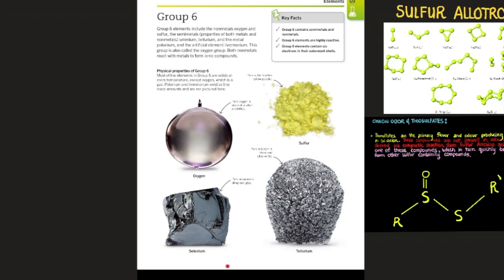Pure selenium is shiny and gray. It's lustrous and shiny, accurately fitting the description of a general metal. And pure tellurium is shiny and silver white. It's kind of more granular or chunky, but it still maintains a relative shape. The physical properties of most elements in group 6 are solids at room temperature, except oxygen, which is a gas. Polonium and livermorium exist only in tiny trace amounts and are not pictured here. So again, the last element in group number 6, livermorium, is so radioactive that it's not even presented.